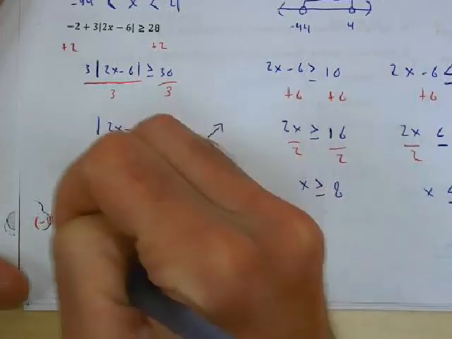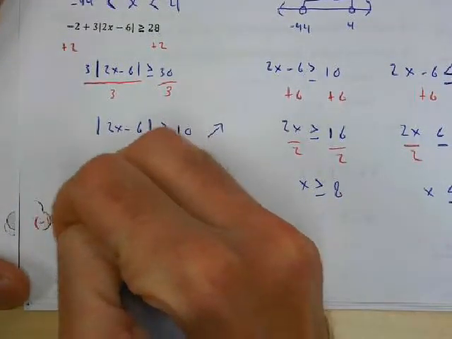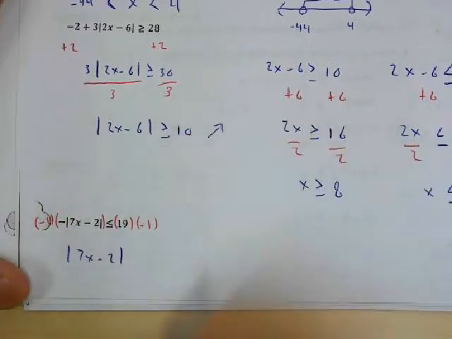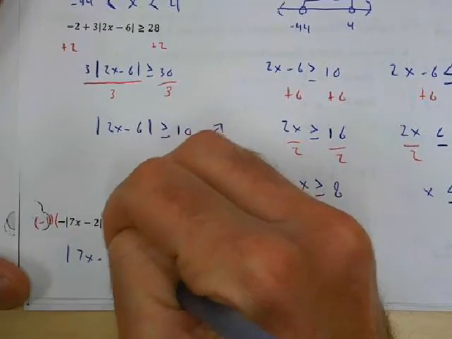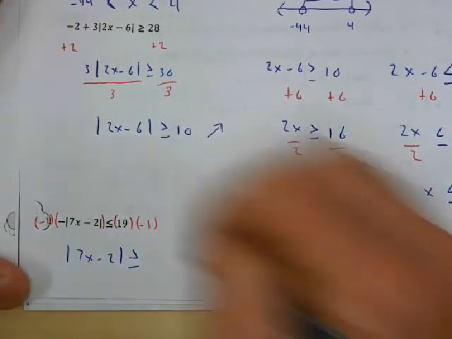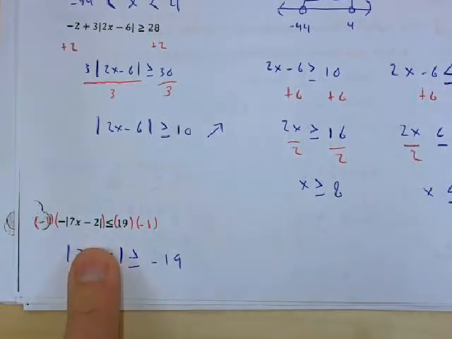And then that gives me, here the negatives cancel, so I just get the absolute value of 7x minus 2. And then don't forget, since we multiplied by a negative, I need to flip that sign around, make that greater than or equal to now -19. Okay, so it's a greater than problem, so then should we set up our two cases? No, why not? Well, ignore this stuff, that doesn't matter right now.